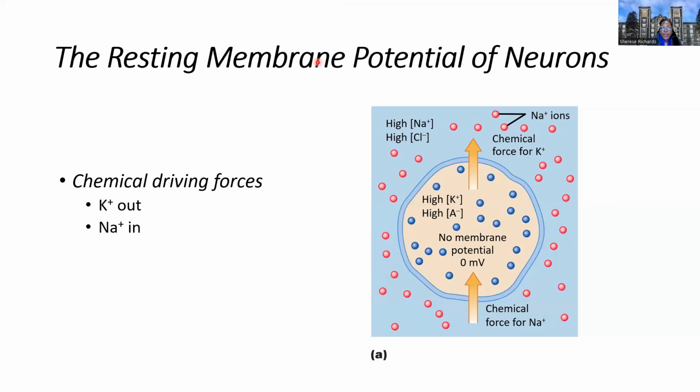Now we're thinking about the chemical force first, and we're considering both ions. So for our chemical force, sodium has a greater concentration outside, and potassium has a greater concentration inside. So the chemical driving force for sodium is into the cell, and for potassium, it's out of the cell. Okay, so that part is pretty straightforward. The chemical force on both of our ions, in other words, the concentration gradient for both.